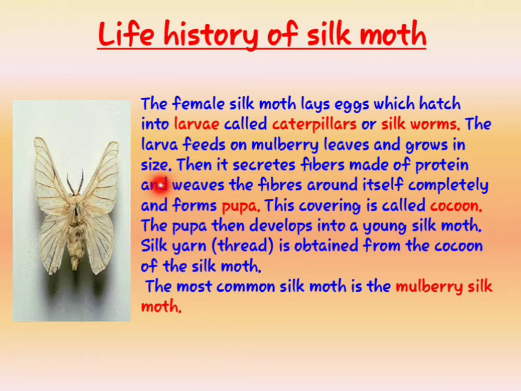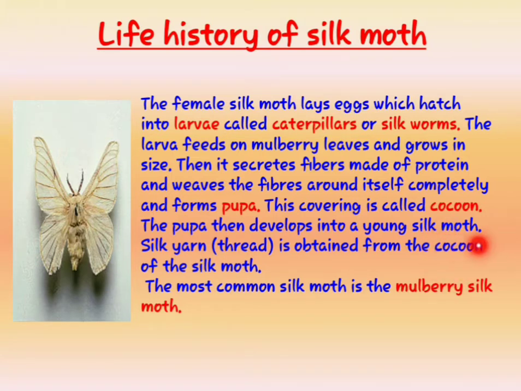It becomes fat in size. Then it secretes fiber made of protein. From where does it secrete? Through its mouth, and winds the fibers around itself completely, and forms pupa. This covering is called cocoon. The pupa then develops into a young silk moth. The yarn or thread is obtained from where? Cocoon. We want cocoon.